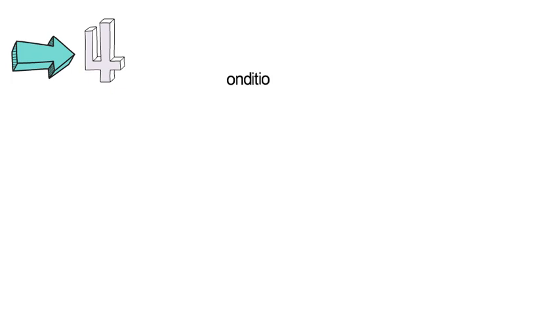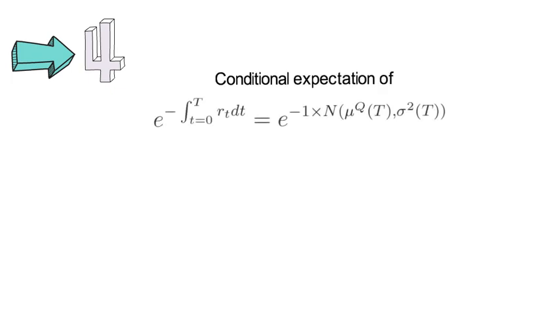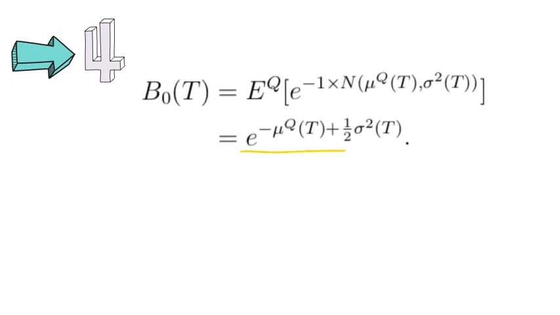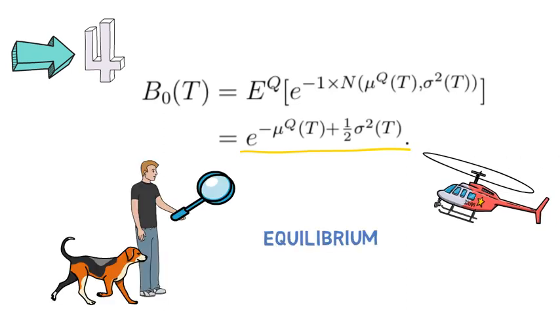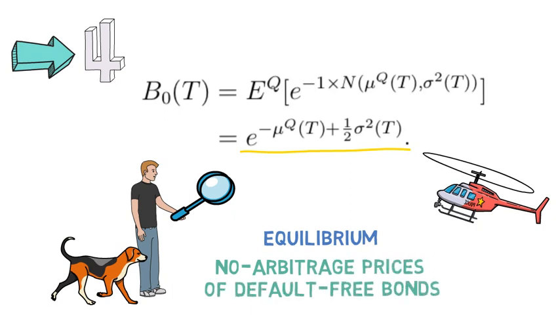We now need to take the conditional expectation of the last expression. And that again is a manageable task. The expectation of an exponential that has Gaussian random variables in that exponential coincides with the exponential of the expectation plus half the variance. Hence the solution is as follows. So we have now found the equilibrium price, we can also say the no arbitrage price of the term structure of default-free bonds.